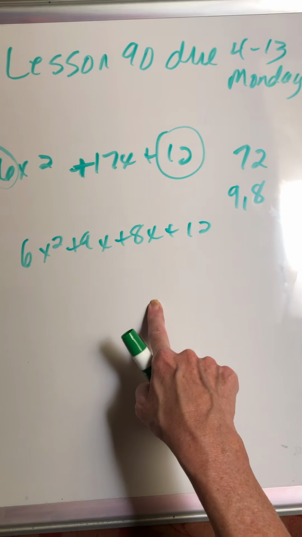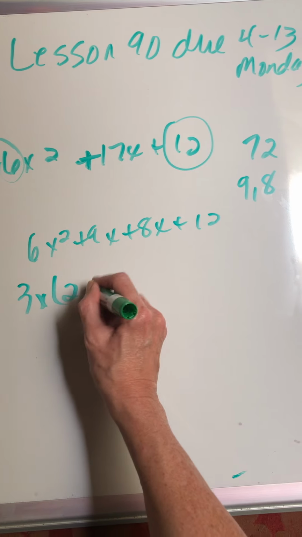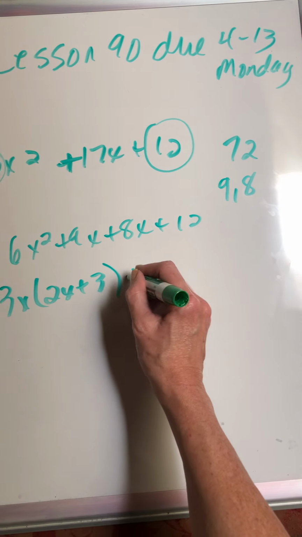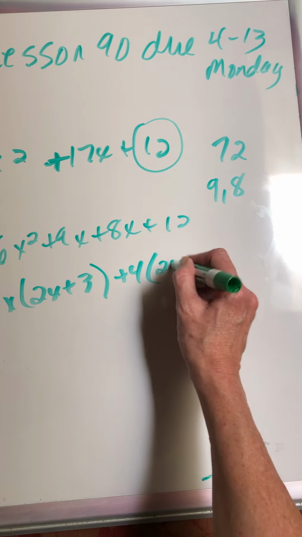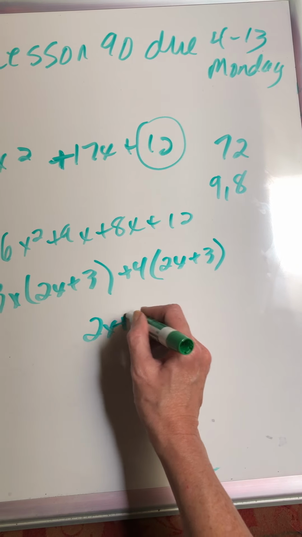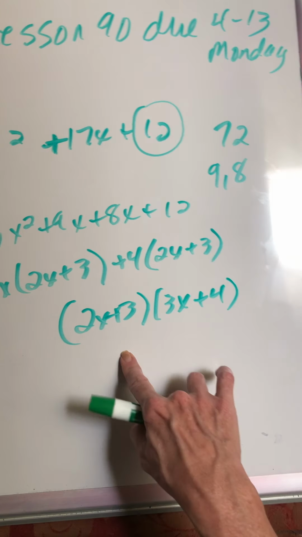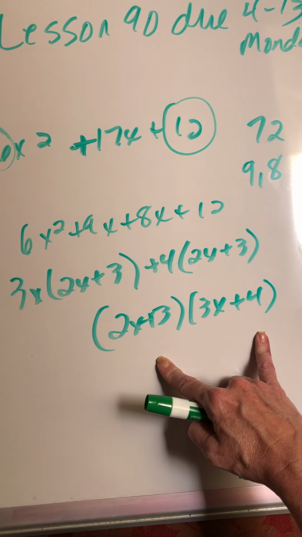So then you could do 6x squared plus 9x plus 8x plus 12, because 9 plus 8 is 17. Then take a 3x out of the first two, that leaves 2x plus 3. Take a 4 out of the second two, that leaves 2x plus 3. So again, just reminding you of this advanced factoring. So you'd get 2x plus 3, 3x plus 4.